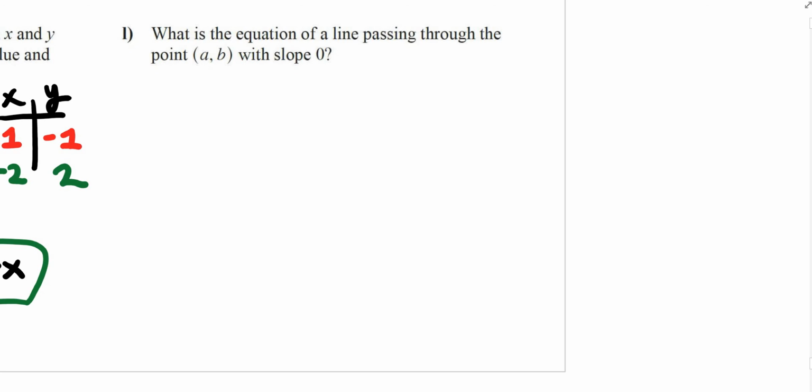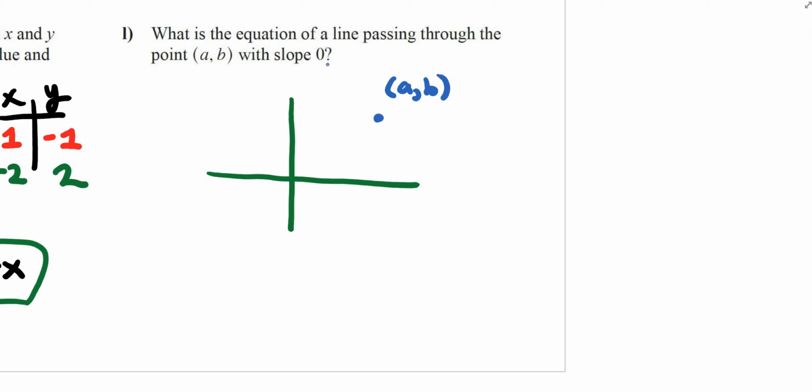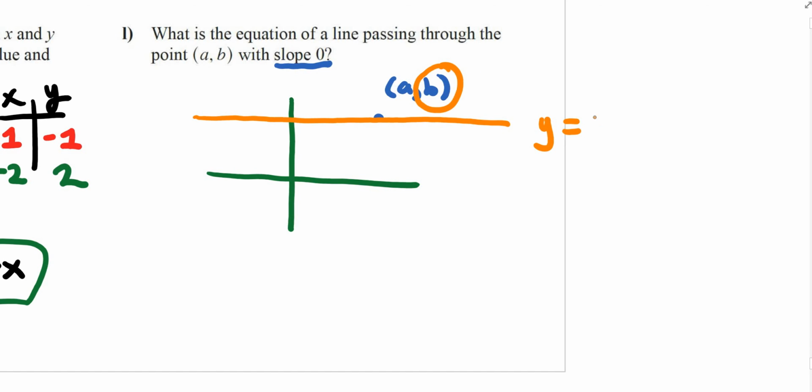Okay, so moving on, just a few more to go. What's the equation of a line that passes through the point a comma b with a slope of 0? Okay, so a comma b, let's just go ahead and plot that point. Maybe that's a comma b right there. If you have a slope of 0, then that means that your line is just a horizontal line. Now, what's the equation of that line? It's just y equals, and what's the height? The height is b, so the equation is y equals b.